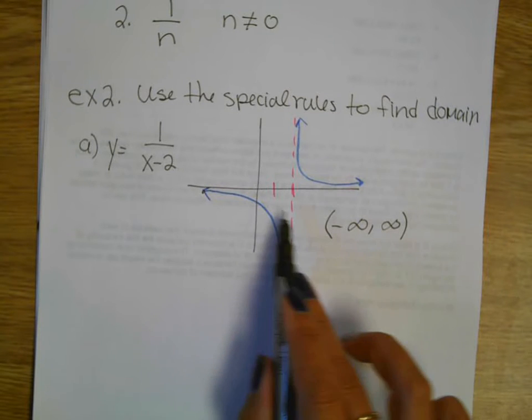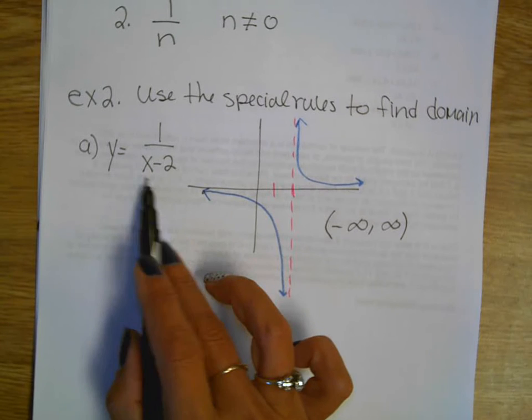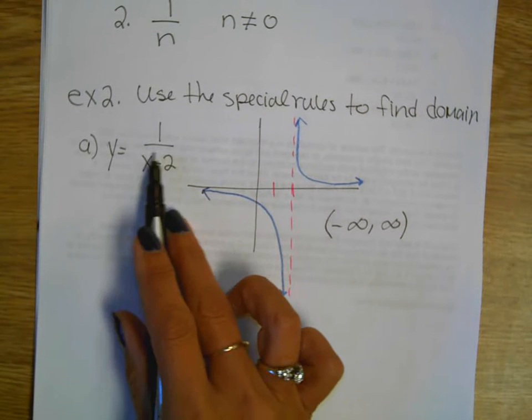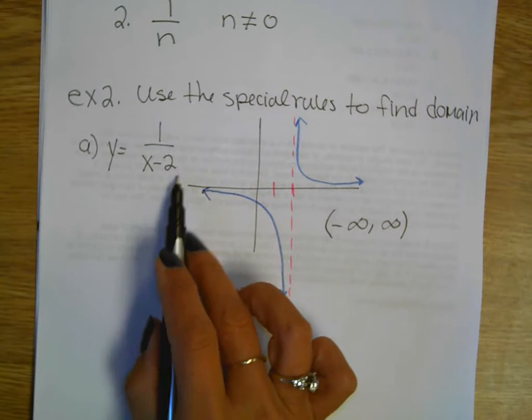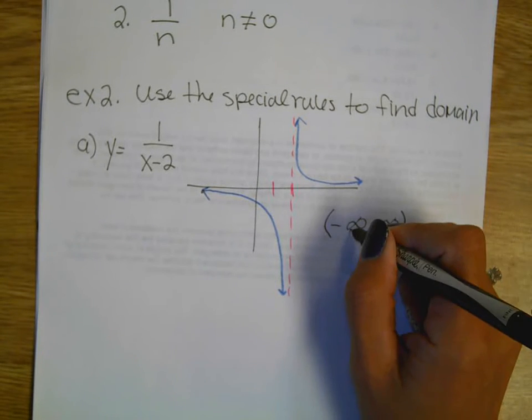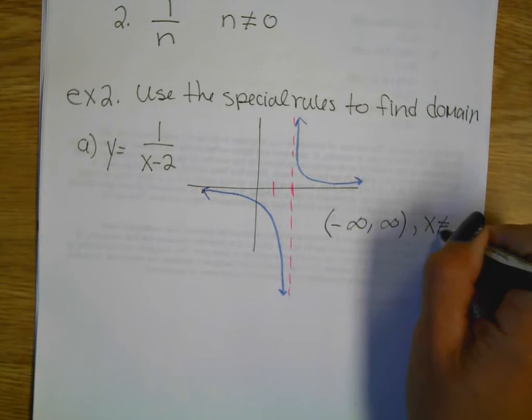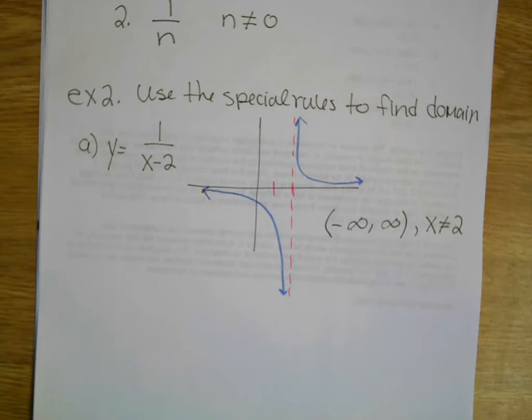No, because we got this special thing happening in the middle here. It's our rule 2, where in the denominator, you cannot have values that make that denominator equal 0. Well, what value makes that equal 0? The 2. So we have to eliminate it: negative infinity to positive infinity, but x does not equal 2. So we throw that one number out.